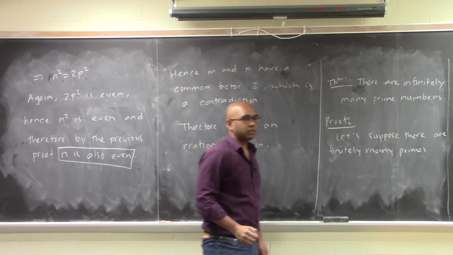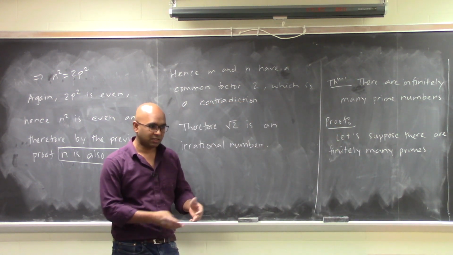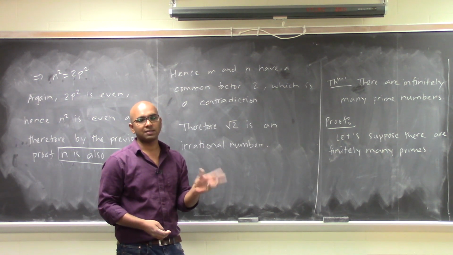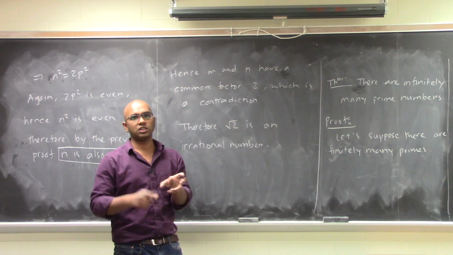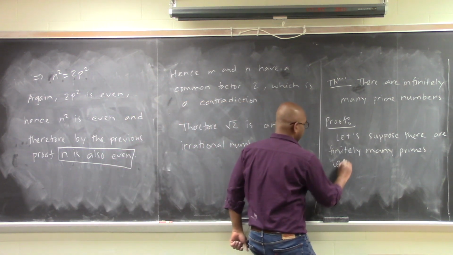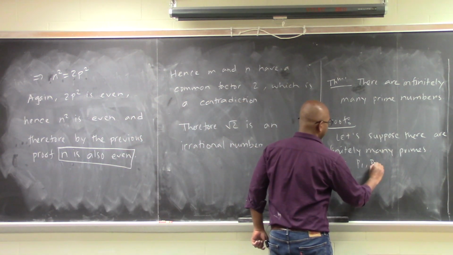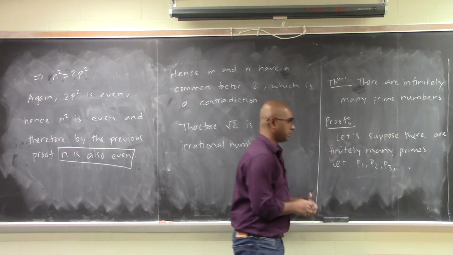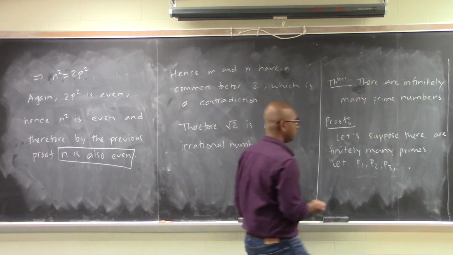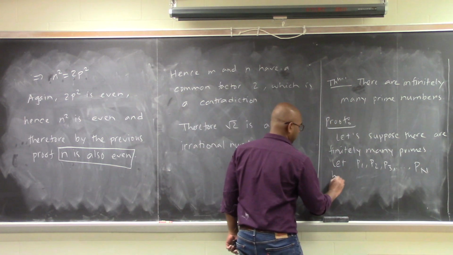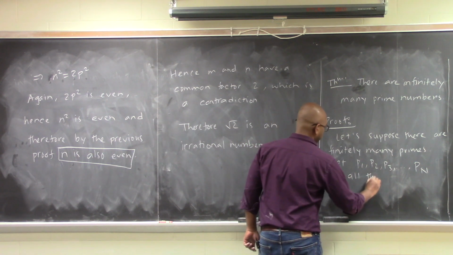Okay, so if there are finitely many primes, we can just collect them, right? So the first one we'll call p sub 1, the second one we'll call p sub 2, the third one is p sub 3, and so on and so on. Okay, so let p1, p2, p3, dot dot dot, up to the last one, let's say p sub n, be all the prime numbers.